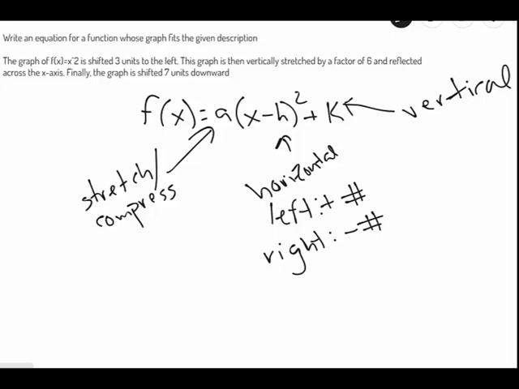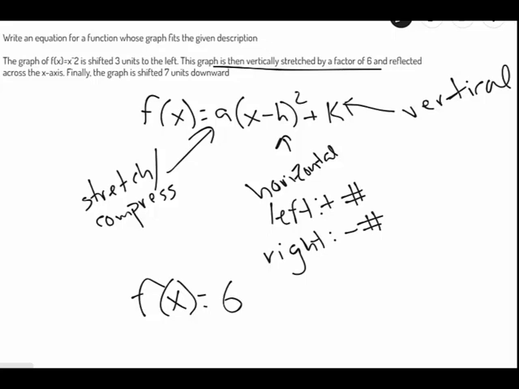So we're going to go ahead and try to write our equation in vertex form. We're going to start with f of x equals. Taking a look at a, remember a represents a sign and it also represents a stretch or compression. If we go back to our problem, it says our graph is vertically stretched by a factor of 6. So a stretch or a compression represents a, and since it says it is vertically stretched by a factor of 6, we will plug in a 6.